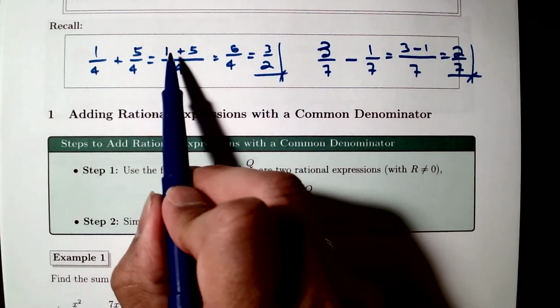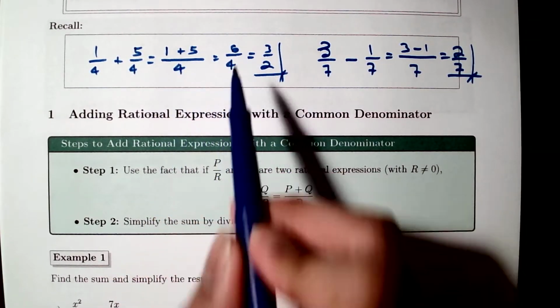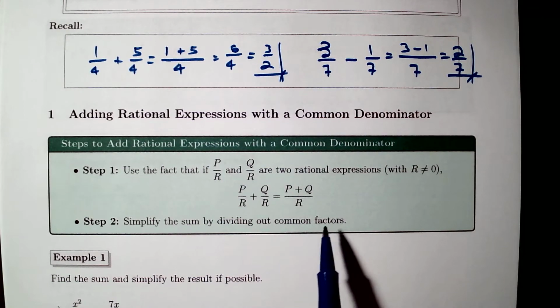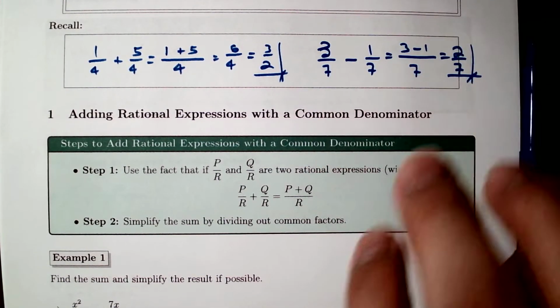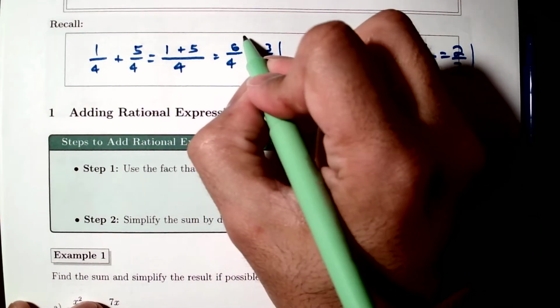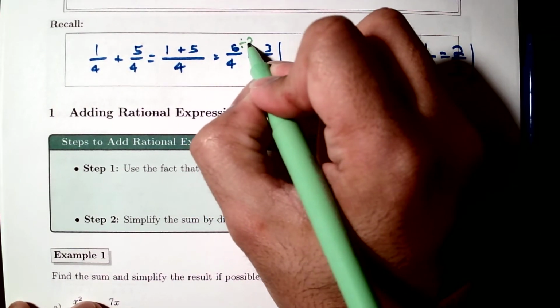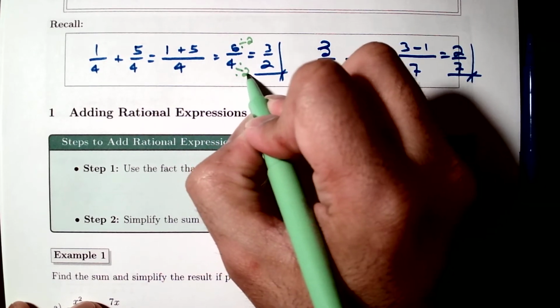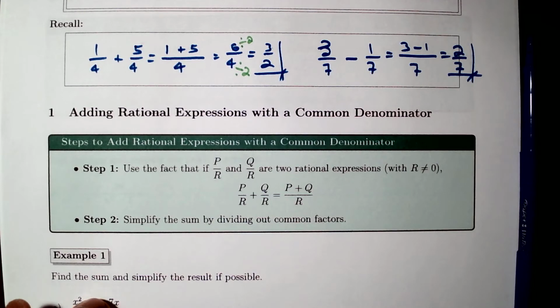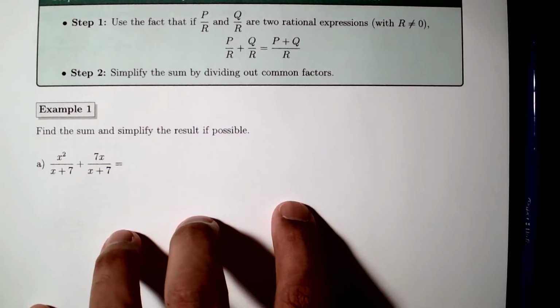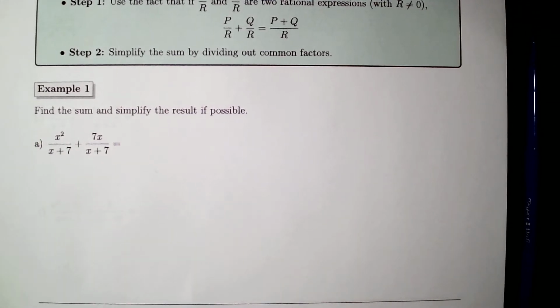So simplify the sum as we did: 1 plus 5 equals 6, and divide out common factors. Notice in this case 6 and 4 had a 2 as a common factor, and that was divided out. So 6 divided by 2 is 3, 4 divided by 2 is 2. We're going to do something similar, but with algebraic expressions. A better way to see this is by doing a bunch of examples.